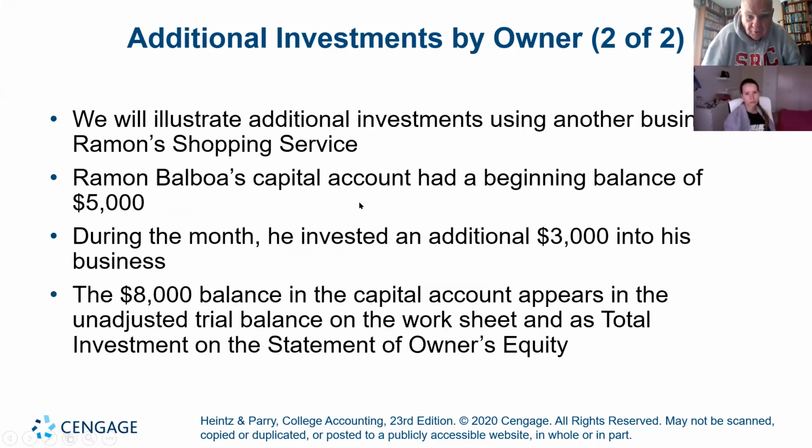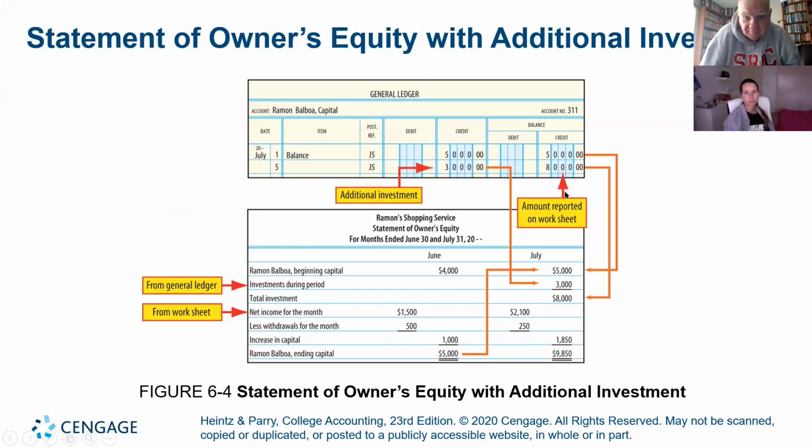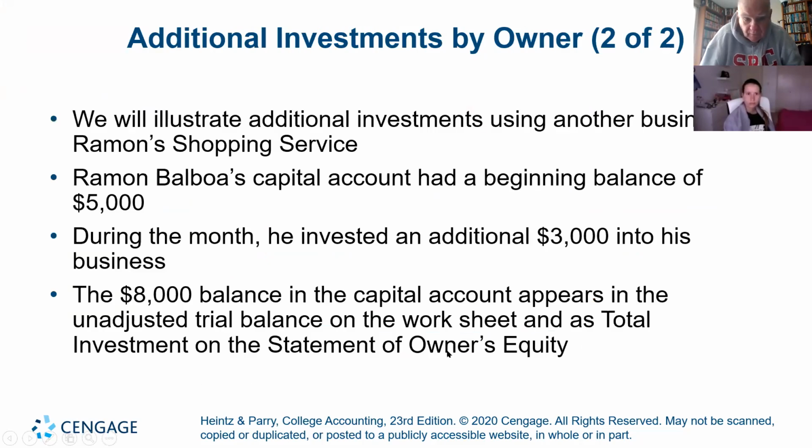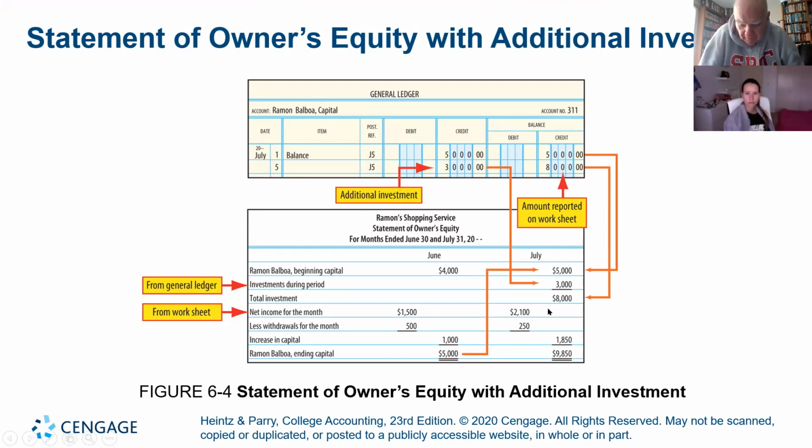Here we're showing a business where he had a beginning balance of 5,000, different company, Ramon Balboa. During the period, he threw in another 3,000. The 8,000 balance, of course, is going to look something like this. We're doing July, right? The beginning here was 5,000.